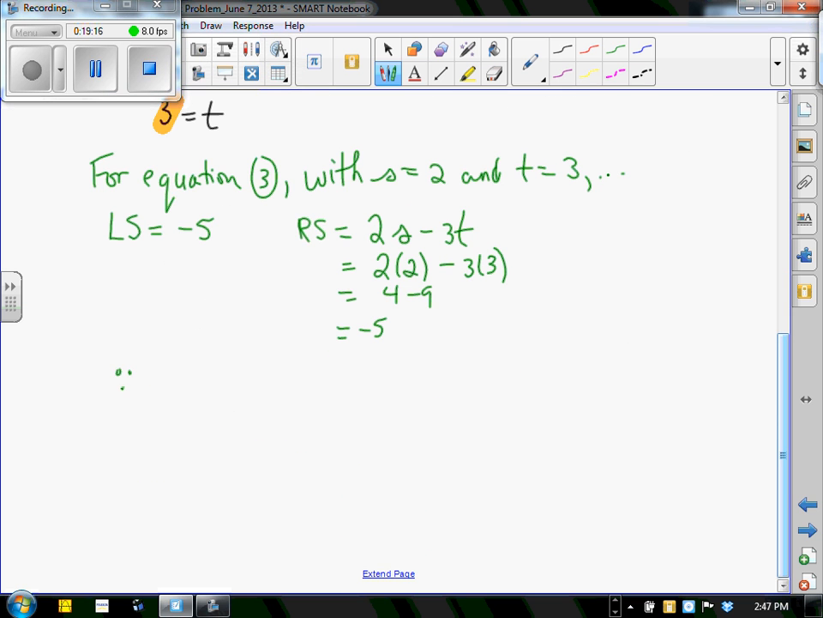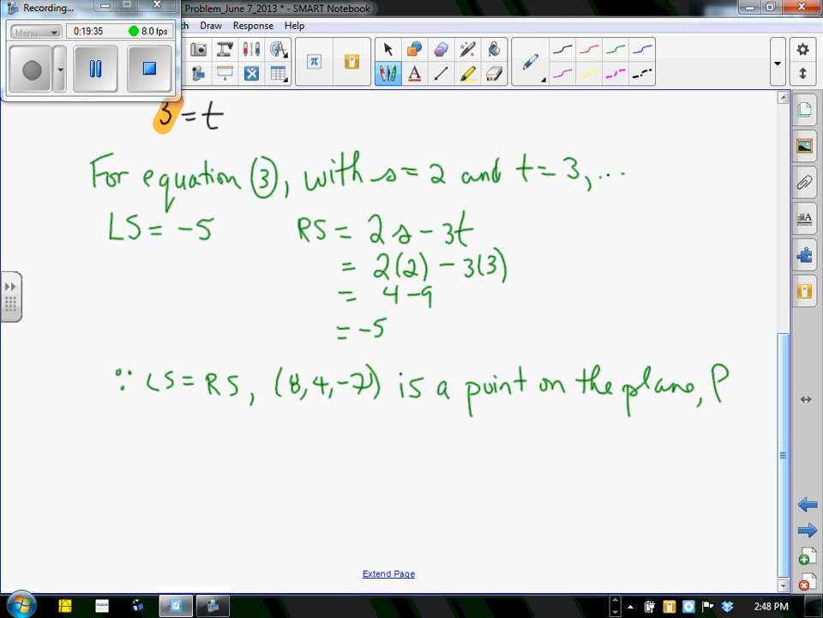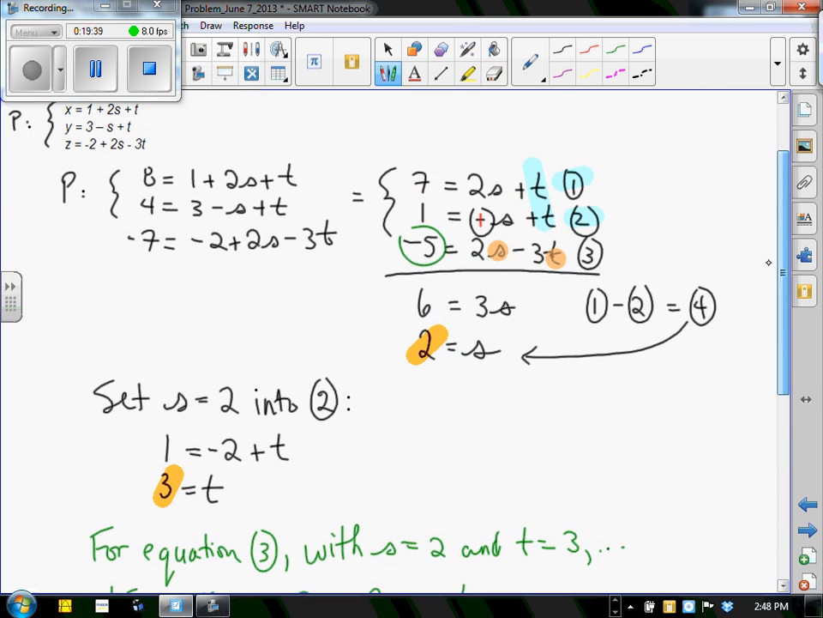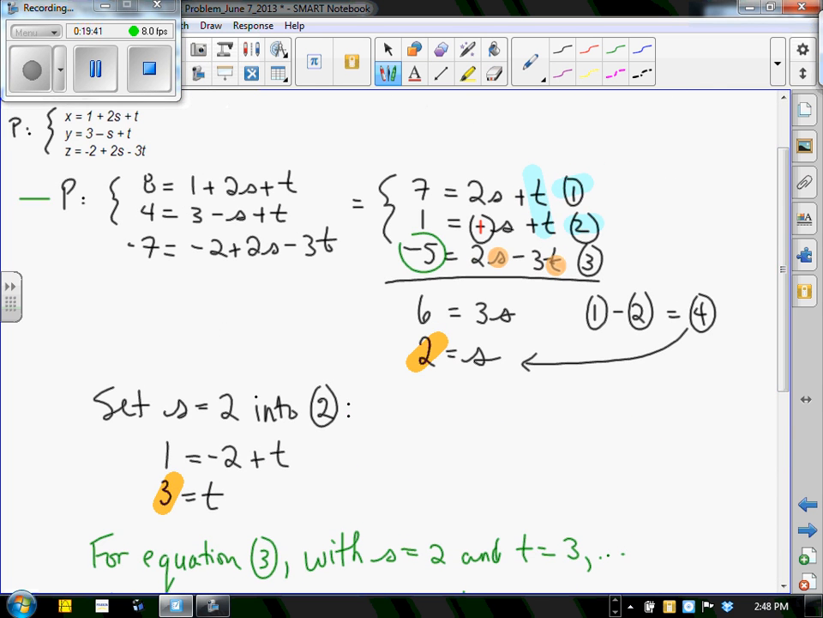So since the left side is equivalent to the right-hand side, this entire process then helps us to conclude that 8, 4, minus 7 is a point on the plane P, which is defined by the parametric equations that were given here at the onset of the problem.